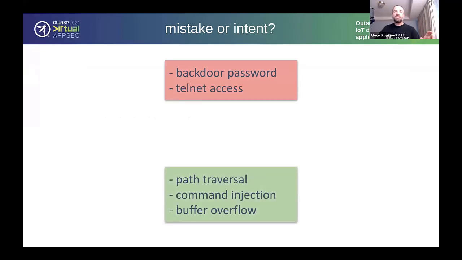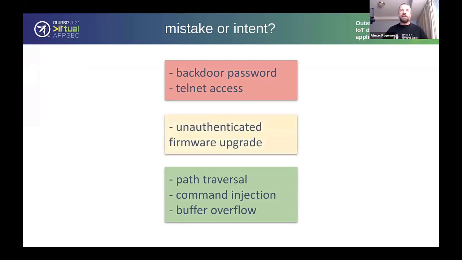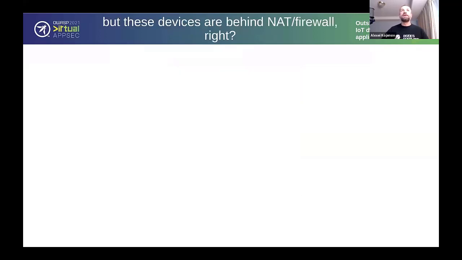Now, the green bucket is, I believe, our coding mistakes. You know, we all make mistakes and we need to learn and move on. But the unauthenticated firmware upgrade, I am not sure about this one. I like to think that it's a coding mistake, but something tells me that this one was intentional as well. Maybe so vendors could push the firmware to the devices without credentials. So I have no idea.